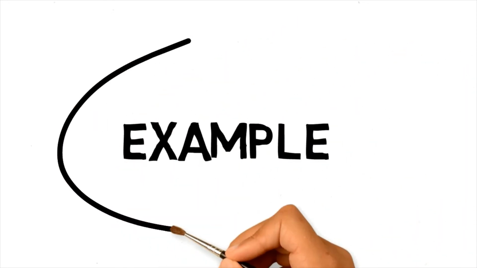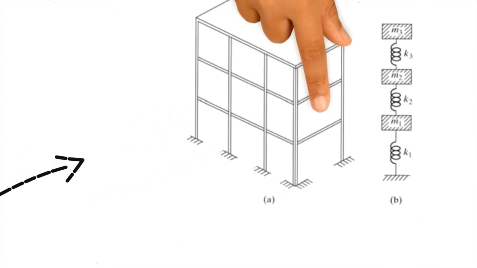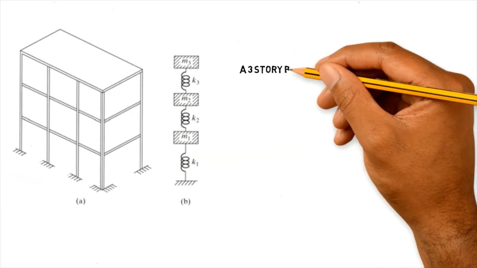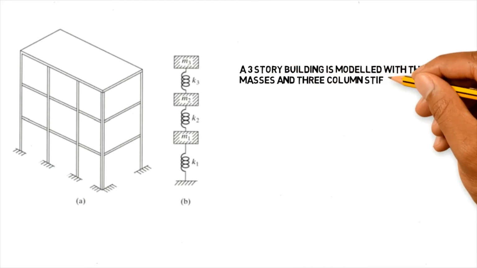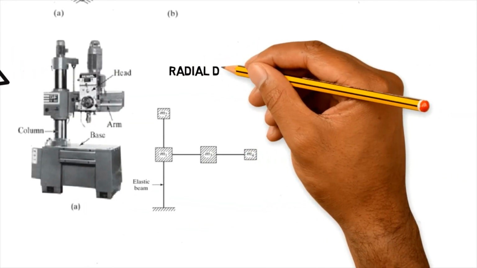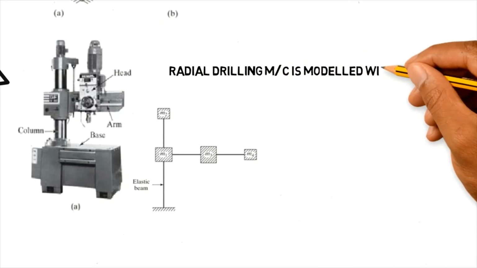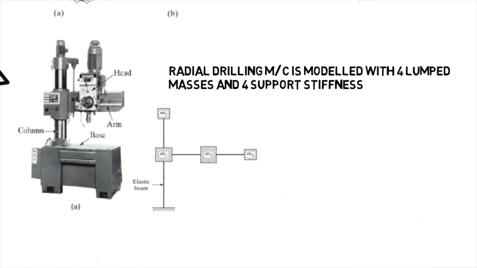Example of multiple degree of freedom system are the three-story building. In this model, the inertia of the system is assumed to be concentrated as 3-point masses located at the floor levels, and the elasticity of the column are replaced by spring. Similarly, the radial drilling machine shown can be modeled using 4 lump mass and 4 spring elements, which is elastic beams.